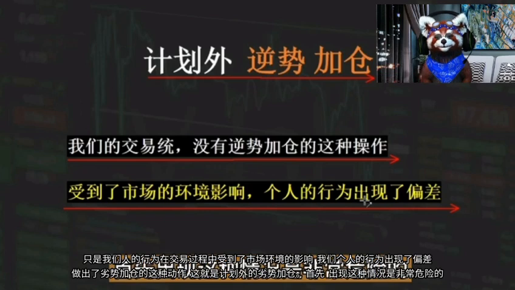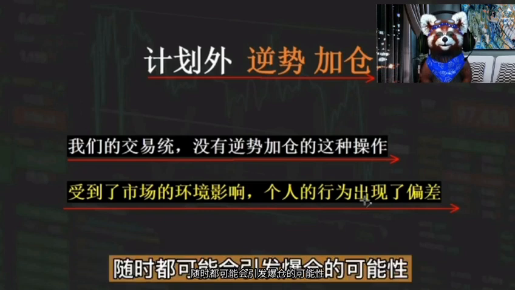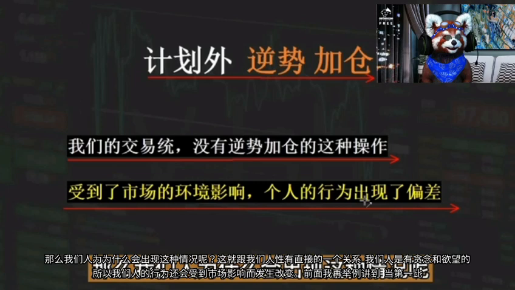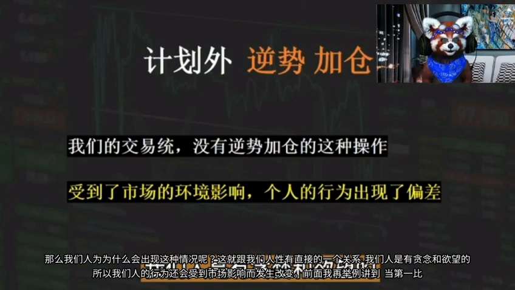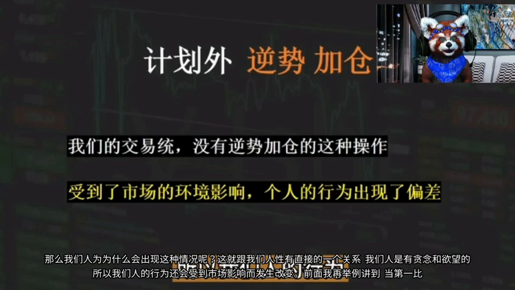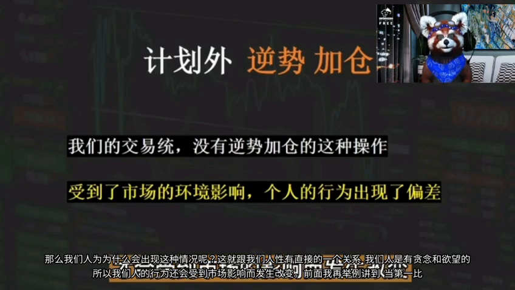First of all, this situation is very dangerous. There's a possibility that it could lead to a blown account at any time. So why does this situation occur for us humans? This is directly related to our human nature. We humans have greed and desire, so our behavior can also be influenced by the market and change.